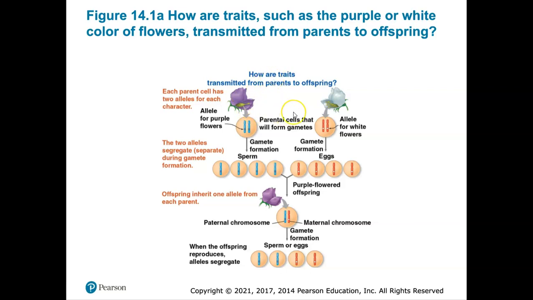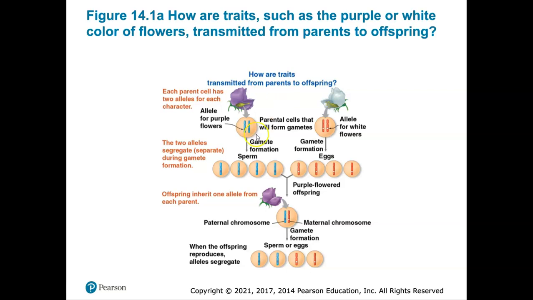So the inheritance of traits, at least for the traits that are inherited by simple dominance, is the same in garden pea plants and humans and other animals.